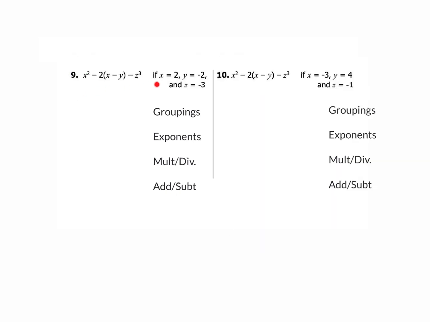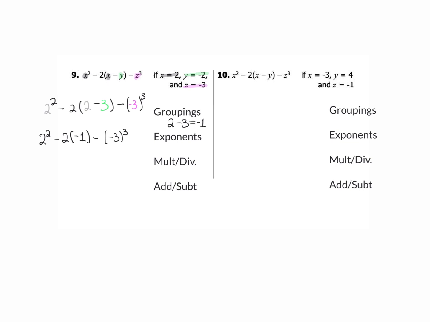So here we're going to evaluate by first substituting again. Now we're going to go through our order of operations. So we have groups of numbers. We have 2 minus 3, which is -1. So we'll rewrite it out: 2 squared minus 2 times -1 minus -3 to the third power.